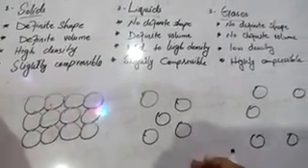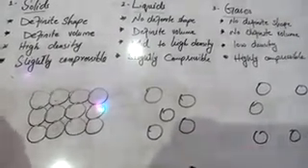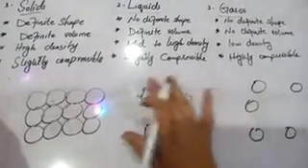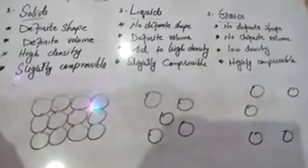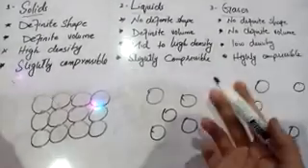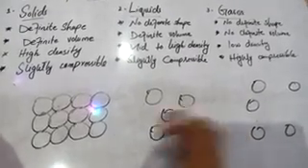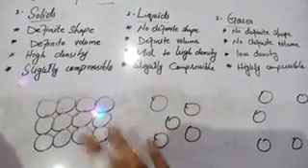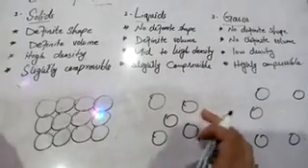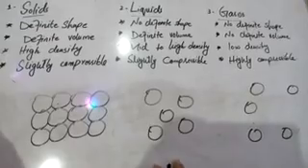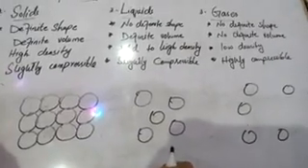That's why the solids are slightly compressible, because they have less spaces between their molecules. On the other hand, liquids are slightly more compressible as compared to the solids. The reason behind this compressibility is that they are not that tightly packed as solids. That's why the liquids are slightly more compressible as compared to the solids. They have some spaces between their molecules.